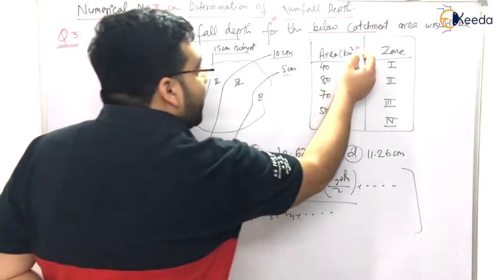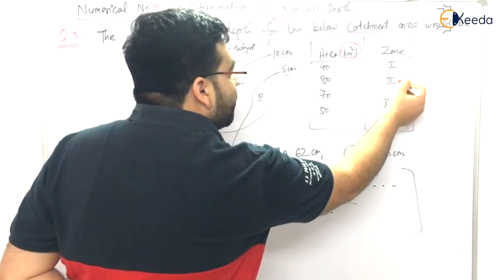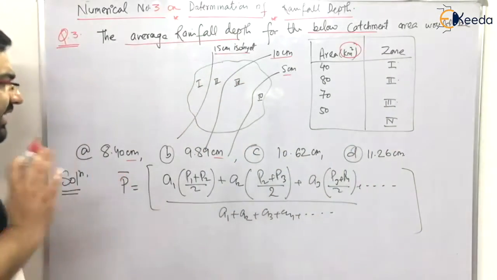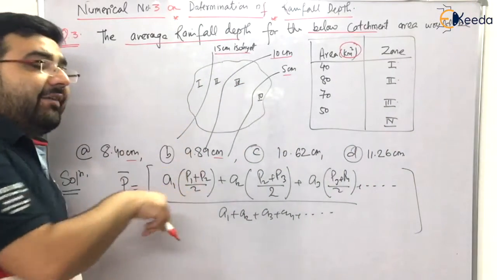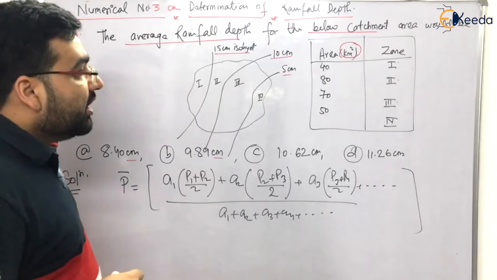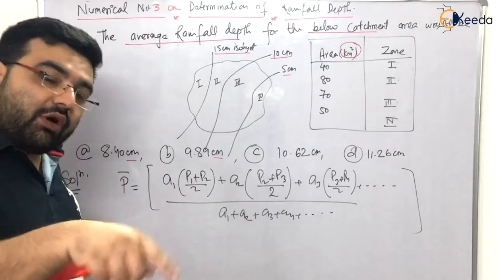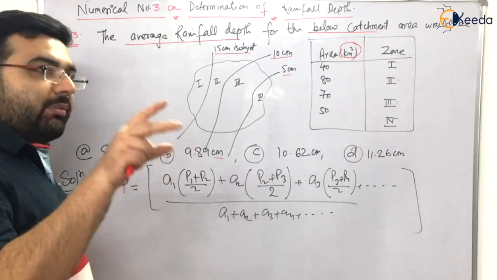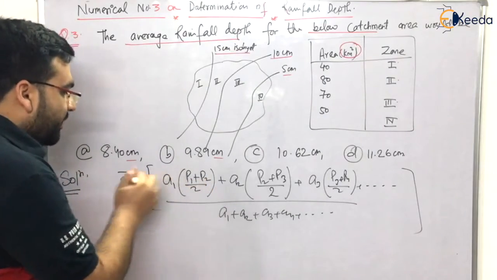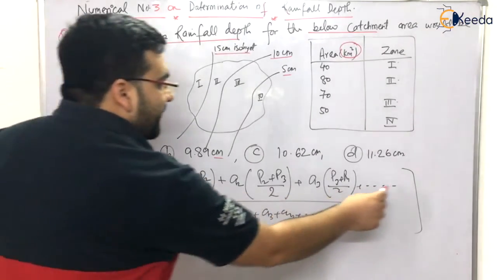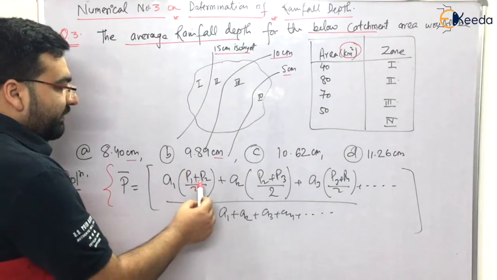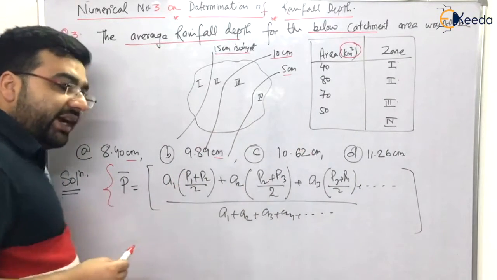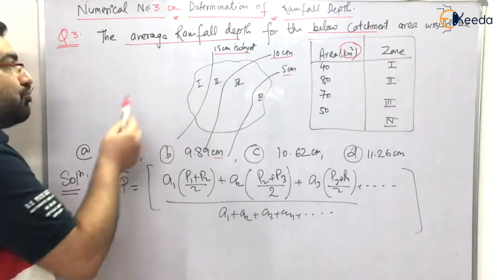So area is given in kilometer square. This is zone 1, zone 2, zone 3 and zone 4, right? It's a very straightforward question. But why have I chosen this question? Because there might be one confusion. What is the confusion? When I taught you the concept, this is the formula which I gave to you. That is the mean precipitation is given by A1 into P1 plus P2 divided by 2 and so on, right? Now the question is, sir, how to apply this formula?